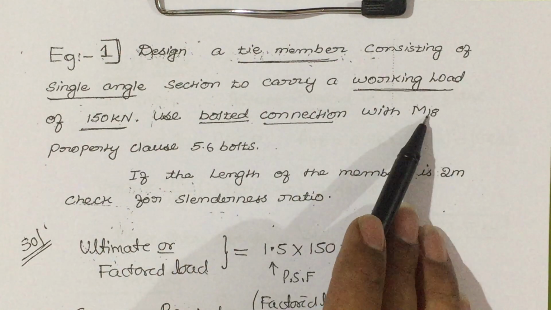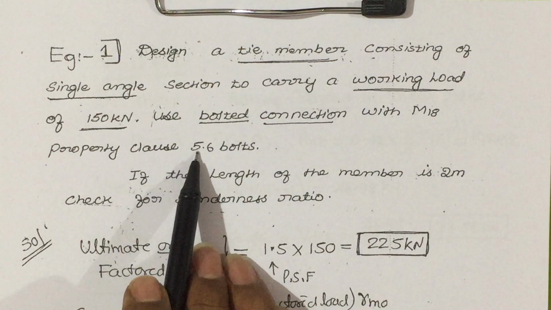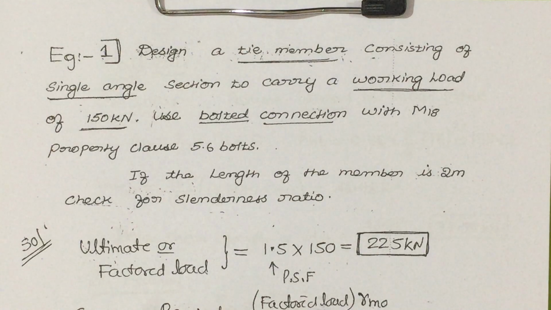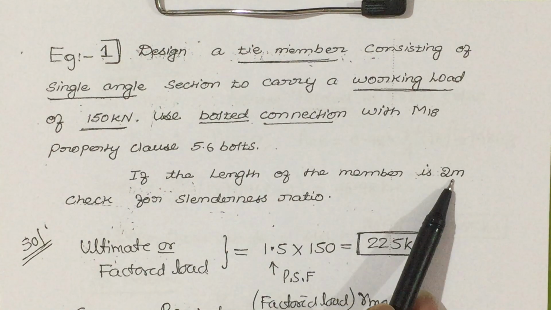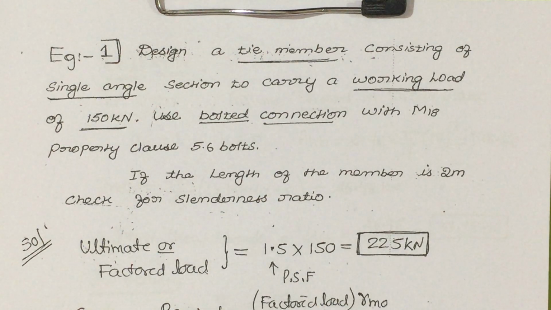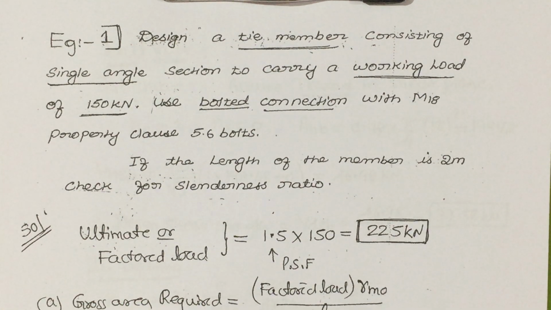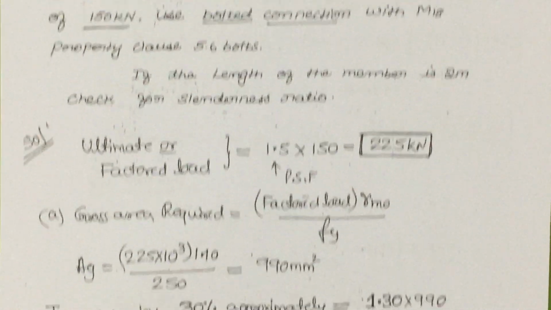Here the diameter of the bolt is 18 and Fu is given by 5 into 100, 500. If the length of the member is 2 meter, check for slenderness ratio. Okay, this is the given problem. We need to design the tension member, single angle section.